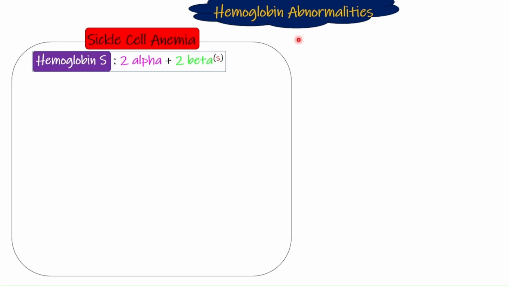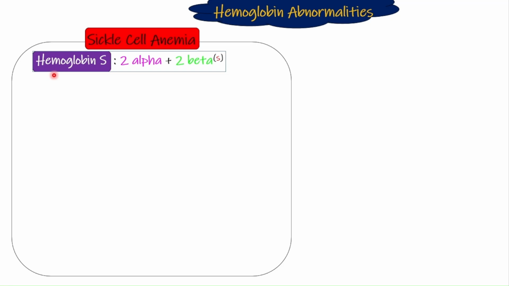So what happens in sickle cell anemia? In sickle cell anemia, there is hemoglobin S. So what is hemoglobin S? Previously we have studied hemoglobin A, hemoglobin A2, hemoglobin F. Now this is hemoglobin S. This is a specialized hemoglobin which is present in cases of sickle cell anemia.